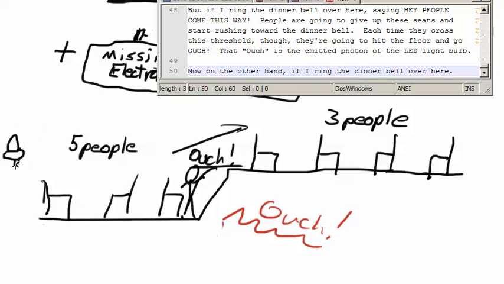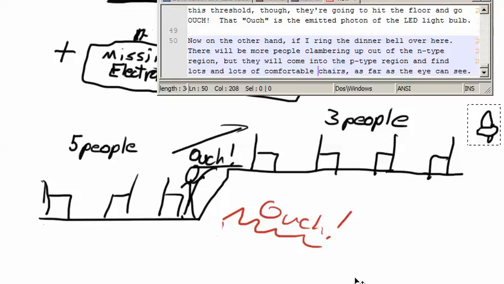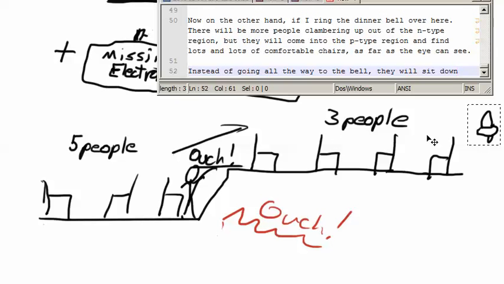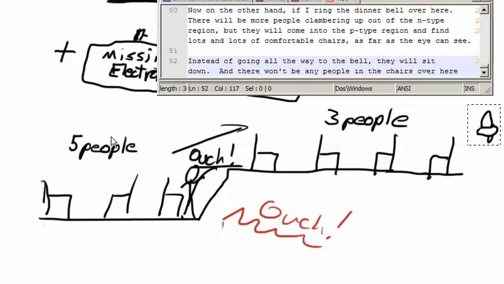Now on the other hand, if I take the dinner bell and ring it over here on the other side, there will be more people clambering up out of the N-type region, but they will come into the P-type region and find lots and lots of comfortable chairs as far as the eye can see. Instead of going all the way to the bell, they will sit down. And also, there won't be any people in the chairs over here, or outside of the chairs.